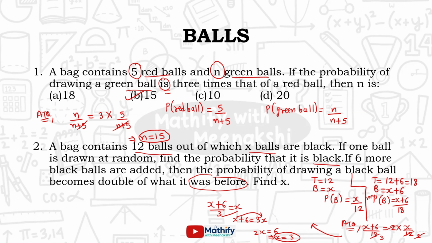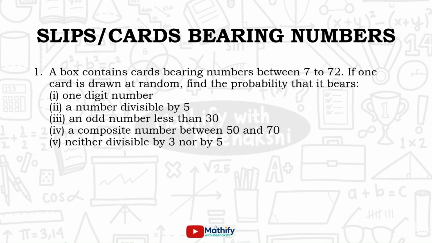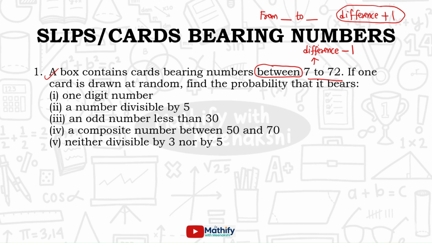Now let's move to the next topic. Slips or cards bearing numbers. A box contains cards bearing numbers between 7 to 72. So I want to tell you one trick here. Whenever you have to count numbers between something to something, how can you count the total numbers? Just simply take the difference of the numbers and subtract 1 from that. And whenever the word is from something to something, then you will simply take the difference plus 1 to get the total outcomes. That's a direct formula that you can learn.